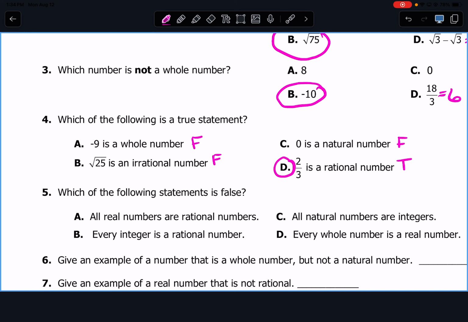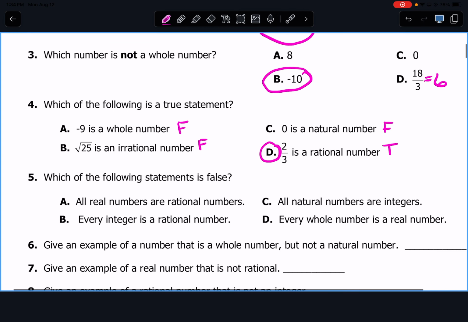And then 5 is asking us instead for a false statement. So are all real numbers rational numbers? No. Is every integer a rational number? Yes. Is all natural numbers integers? Is every whole number a real number? Yes. So what's our answer? A. And that's all we're doing on that page.